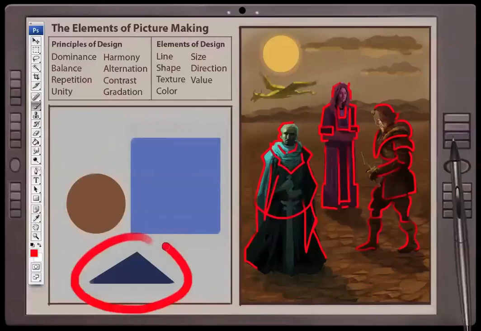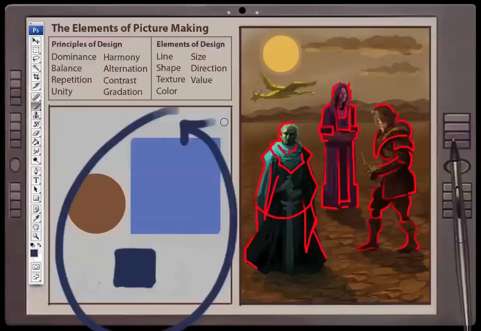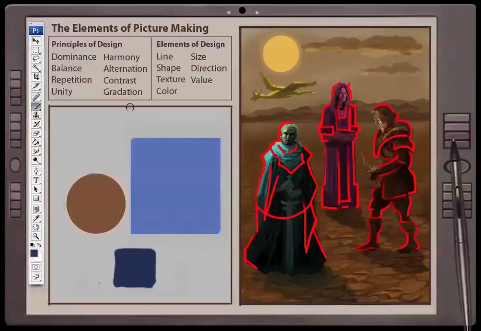However, if I change this triangle to a square, what I now have is an even stronger dominance than I had before, because now there is dominance through number, which means that there is even more now of one kind of shape than another, thereby increasing the amount of dominance by multiplying the number of shapes that are the same. So you see, you can have more or less dominance. The more dominance, the more unity. Remember that it is only through dominance that unity can be achieved.